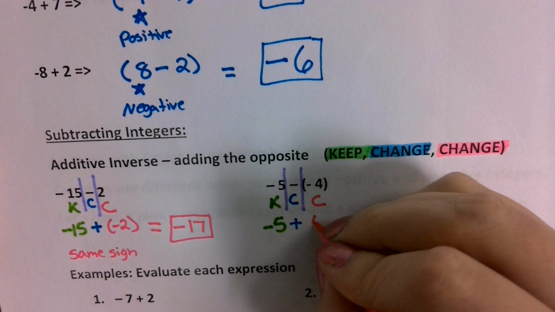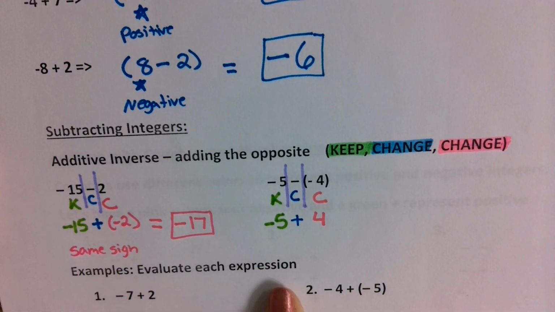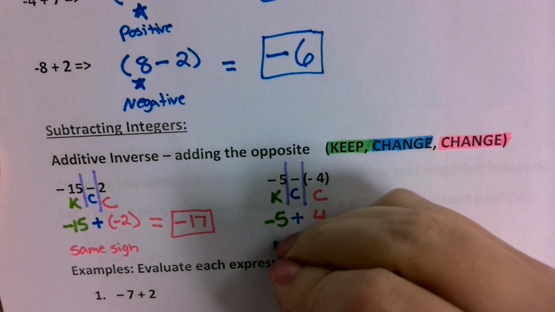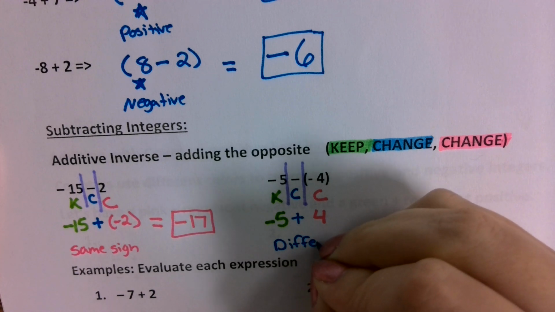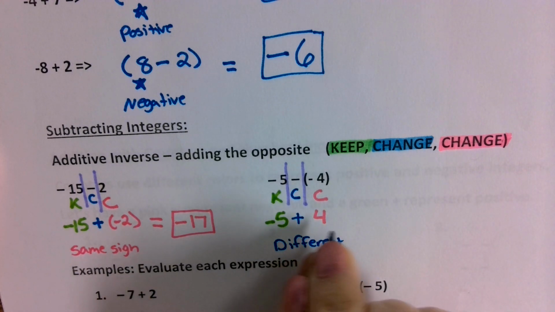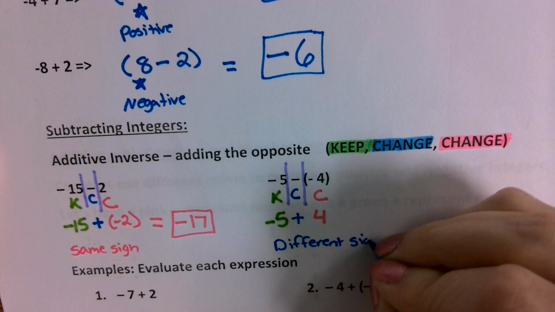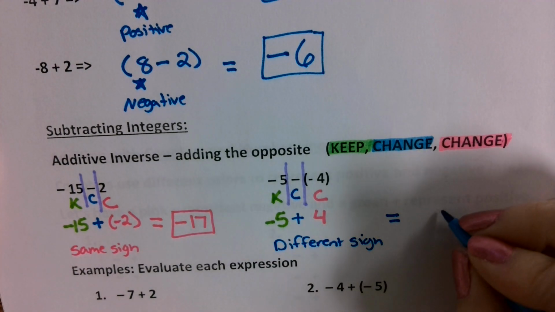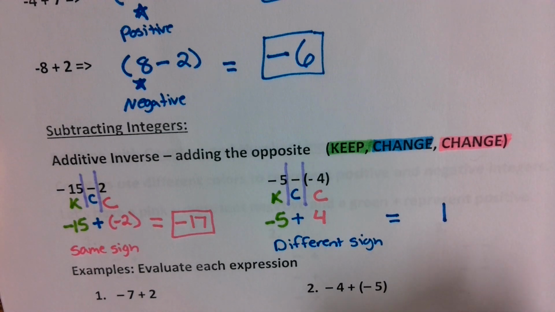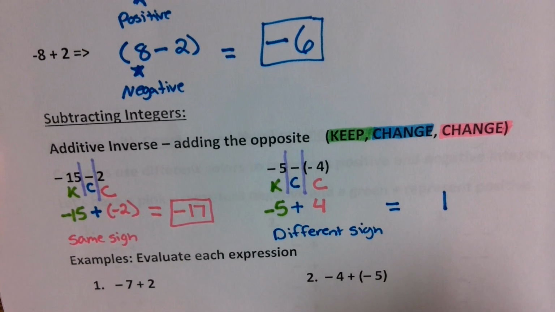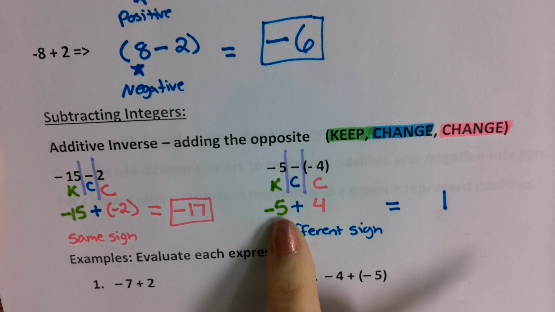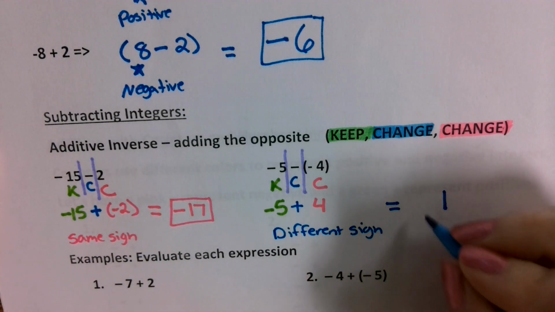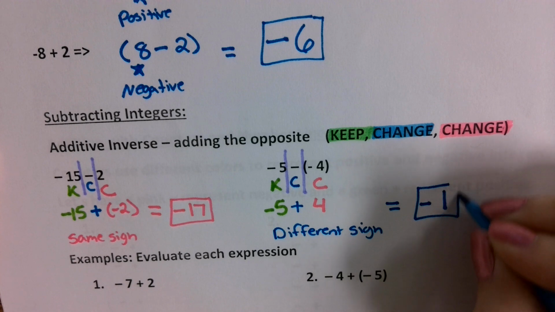Okay, so we now have -5 plus 4. Those are different signs, so we need to follow our rule. We subtract them and keep the sign of the larger number. If I subtract 5 and 4, that gives me a 1. Is my answer going to be a +1 or a -1? Negative, because I have a larger negative value. So we have a -1 as our answer.